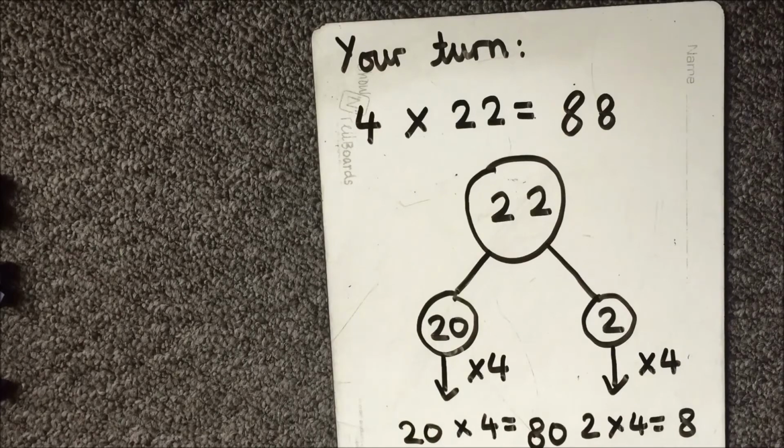For each multiplication, I would like you to do it in Dean's in one box. You'll see I've labelled it. And in the other box, do it using a partitioning model.